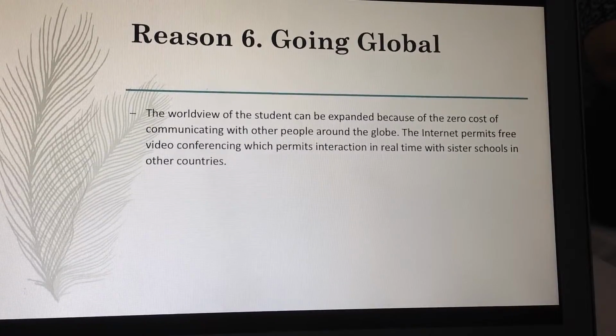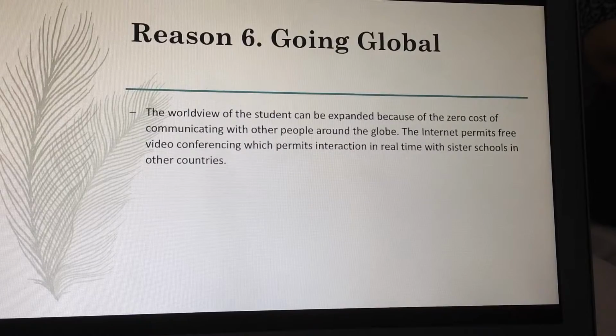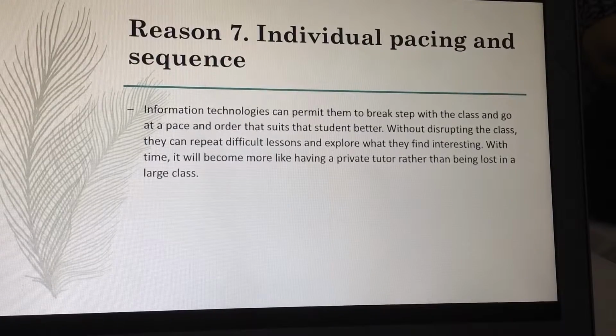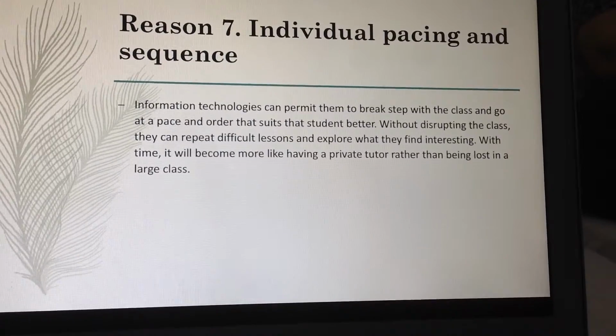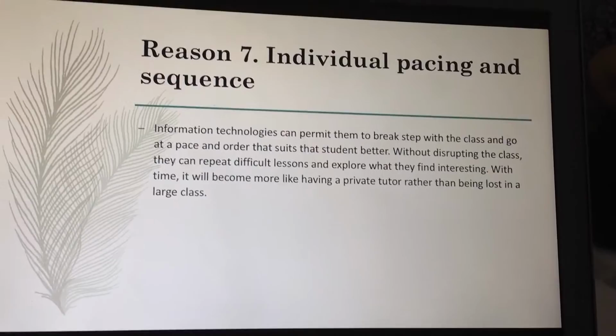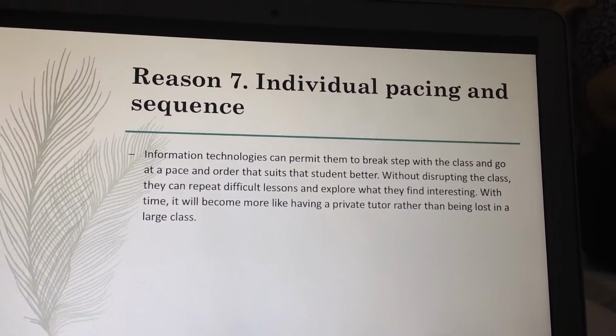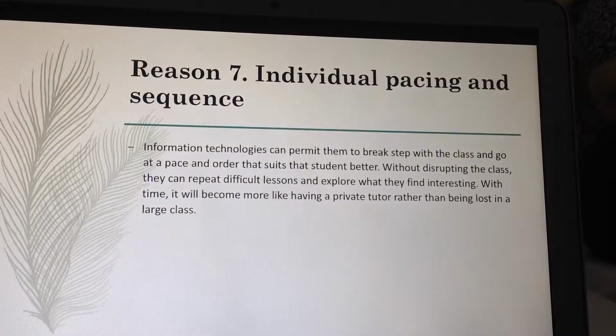Reason 6. Going global. From an educational viewpoint, what could be better than understanding other cultures through direct dialogue and collaboration? Reason 7. Individual pacing and sequence. Students are, of course, all different. Information technologies can permit them to move at their own pace, in an order that suits each student better.